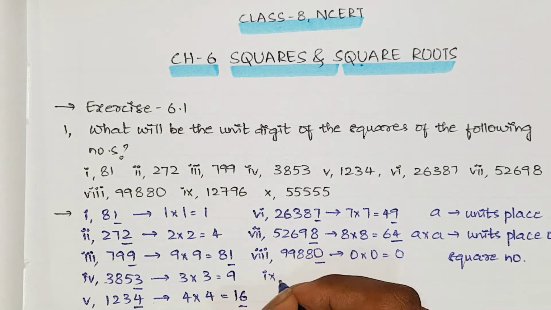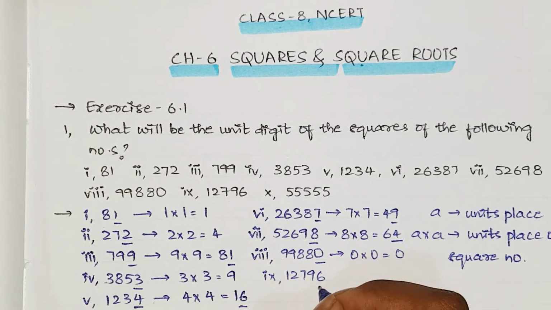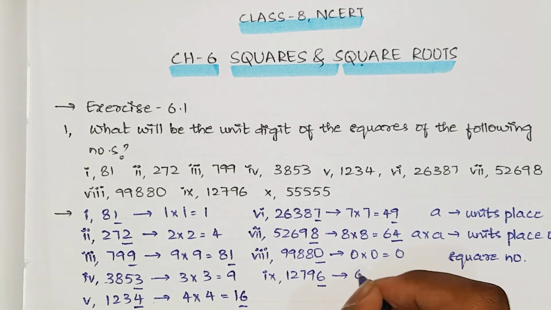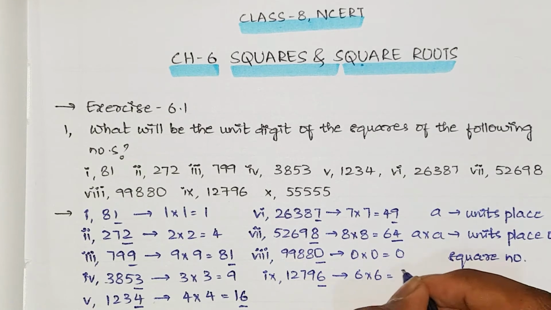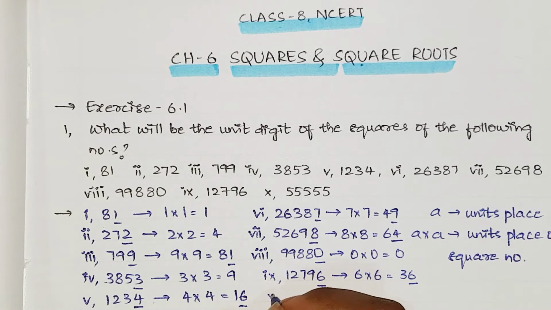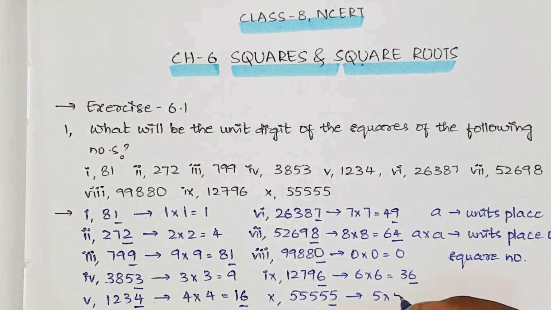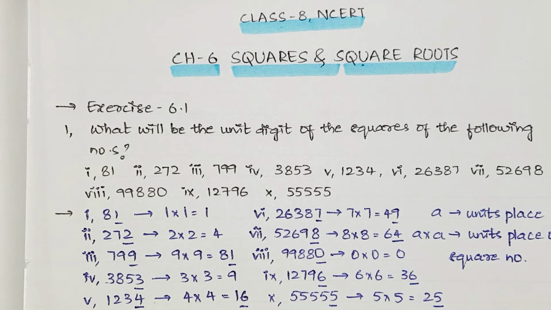Now ninth one, 12,796. 6 is in the units place. 6 into 6 is equal to 36, and we take the units place of 36, that is 6, so it is the answer. The last and final one, 55,555. 5 is in the units place, so if you multiply 5 with 5, we get 25 and 5 is the answer. And we are done.